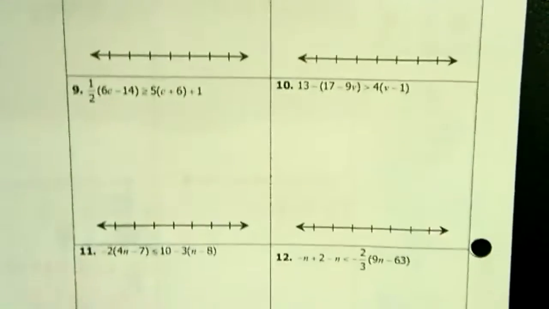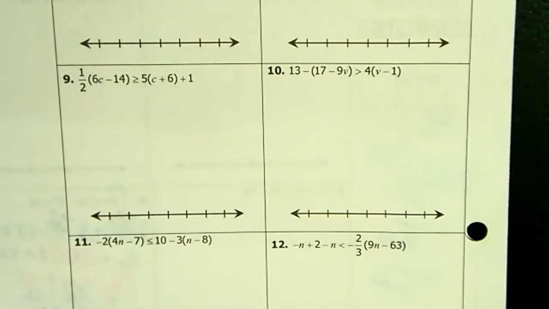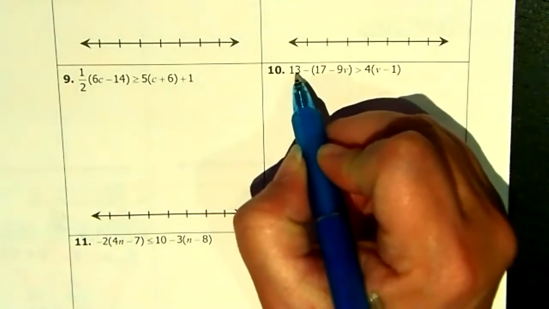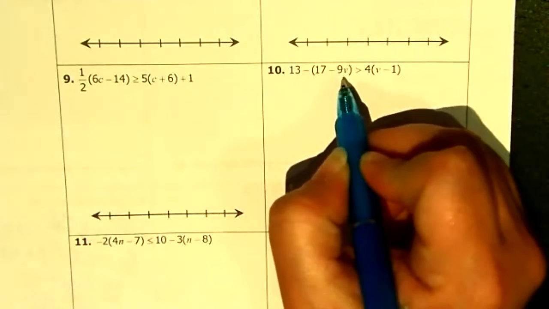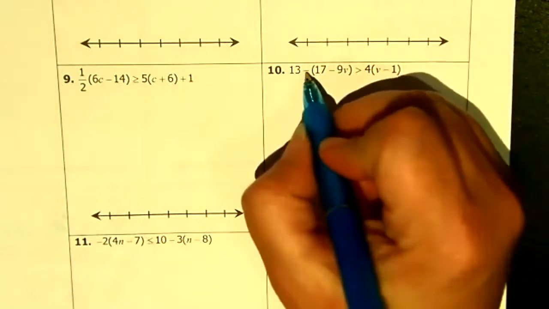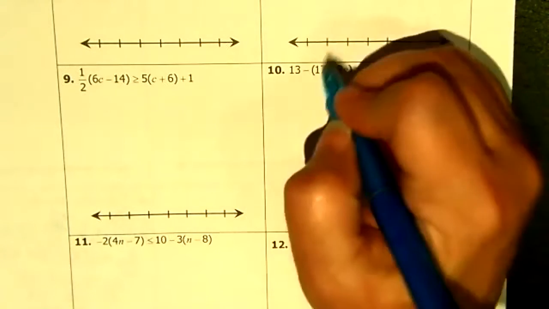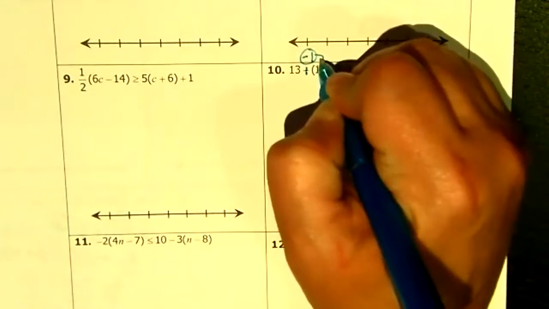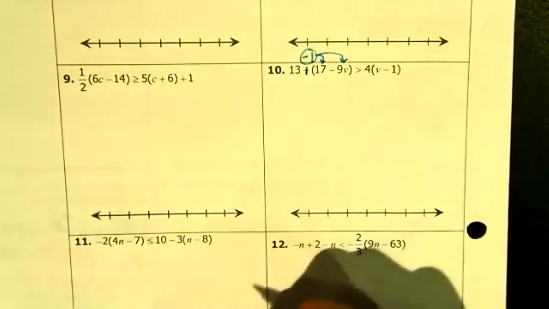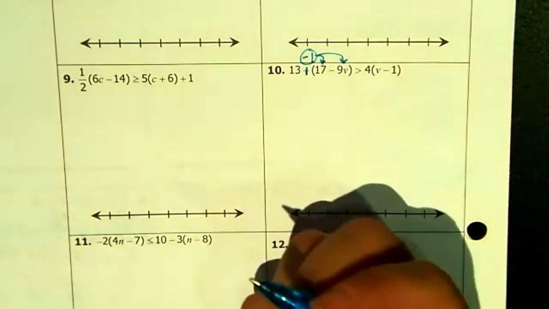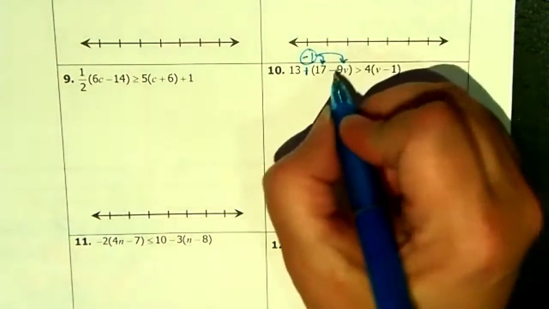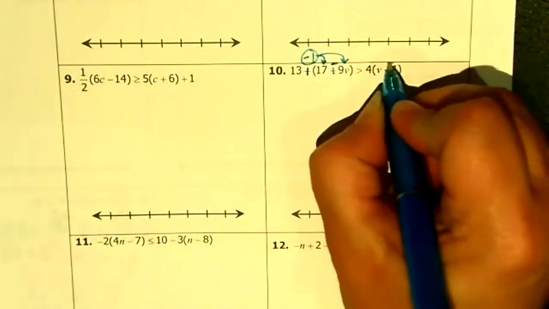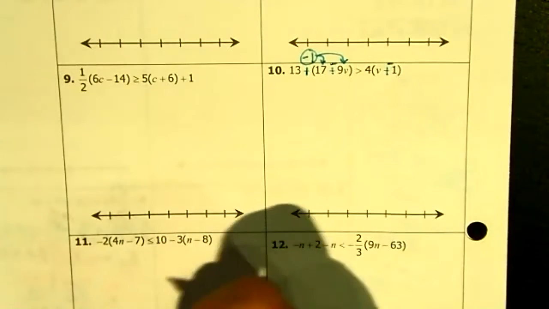Looking at number 10. The reason that I chose number 10 was because this is a 13 minus and then the parentheses. That means that this minus is understood to be plus a negative 1 that is going to be distributed to everything inside the parentheses. So to help you, remember, anytime there's a minus, change it to plus a negative, so that you use your signs correctly.